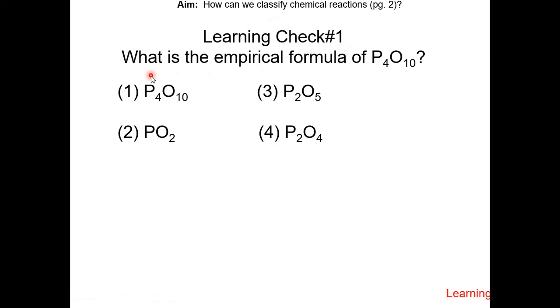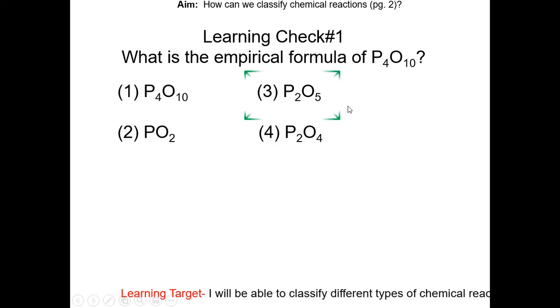Learning check number 1. What is the empirical formula of P4O10? Pause the video and resume once you complete it. So the greatest common factor between 4 and 10 is 2. So if you divide everything by 2, you get P2O5. The answer is choice 3.